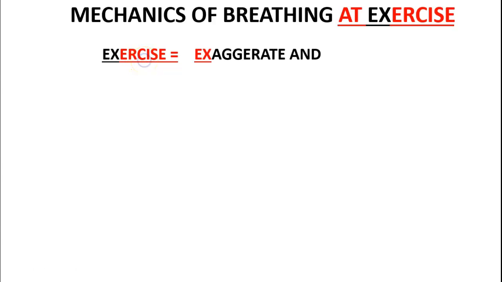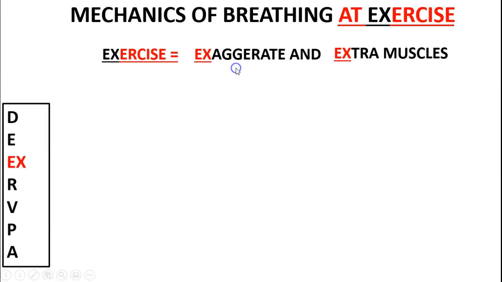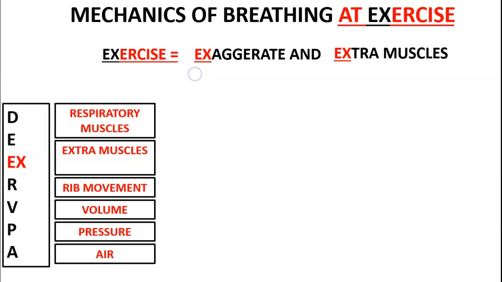Okay, we need to remember that we have to exaggerate and we have to add extra muscles to our acronym we've already got. So now we have the VPA, but because it's exercise, we have to add some extra muscles in to our respiratory muscles, and we also have to exaggerate what is taking place within our mechanics of breathing for inspiration and expiration. So let's have a look at kind of roughly what that means.